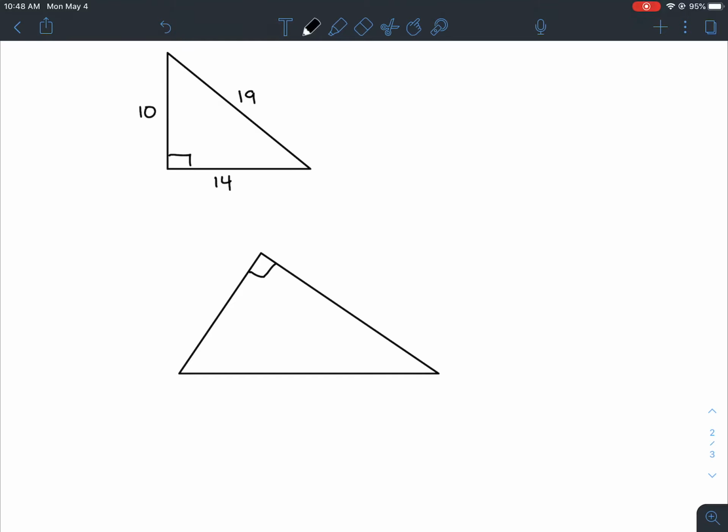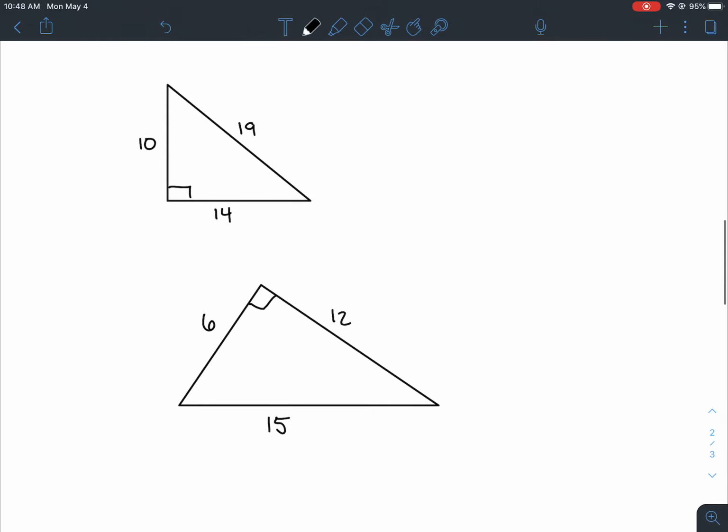So let's just do another quick example. Let's say this is 6, this is 12, and this guy here is 15. All right. My reference angle on this one here is that angle, and my reference angle on this one is going to be right here. And again, that reference angle is key because that's going to tell us what's opposite and adjacent.